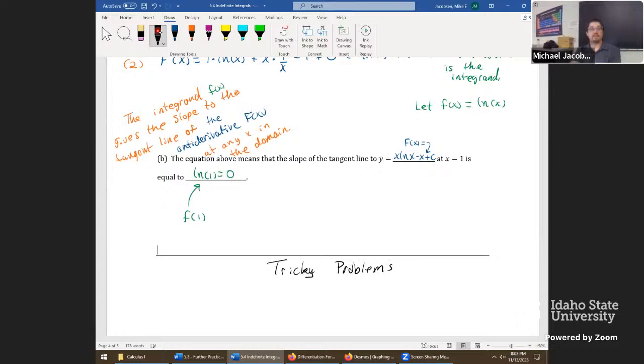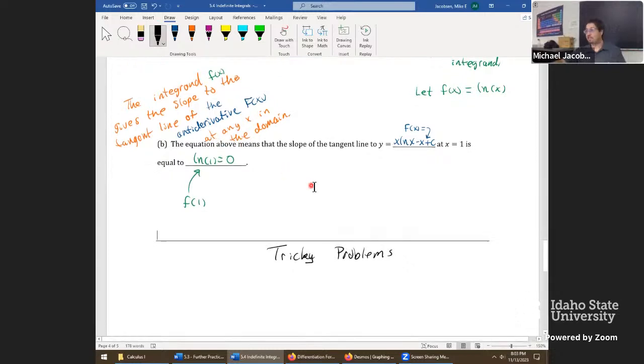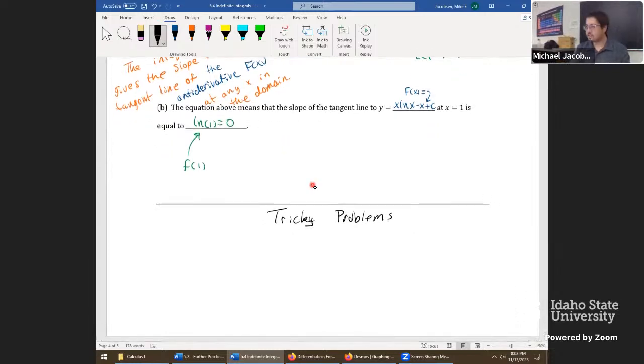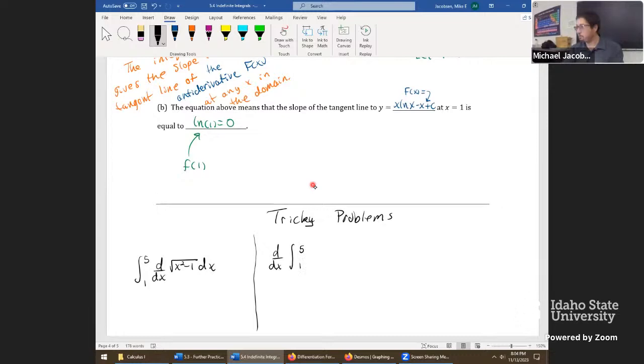So these will be problems that we'll think about, and we'll answer them in full when we come back next class. It's 3 of them, and they all go together. To start, evaluate from 1 to 5 d by dx of root x squared minus 1 dx. So there's problem 1. Problem number 2 says do d by dx of the definite integral from 1 to 5 of the root of x squared minus 1 dx.